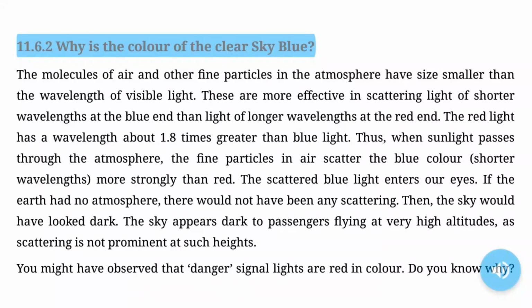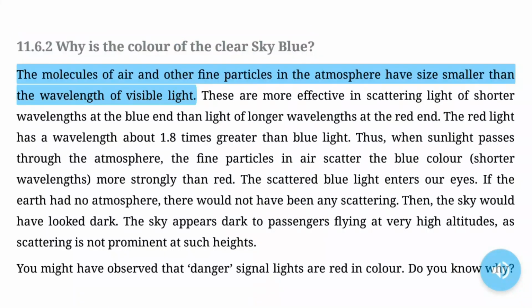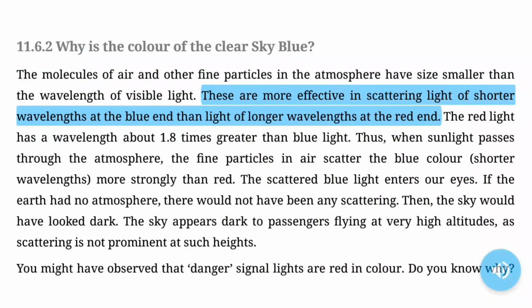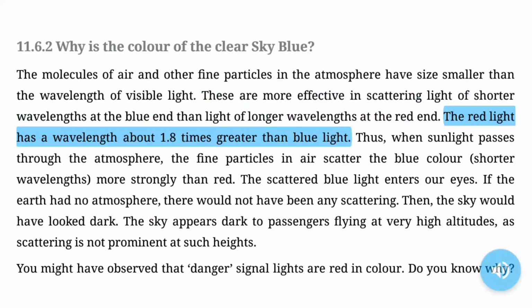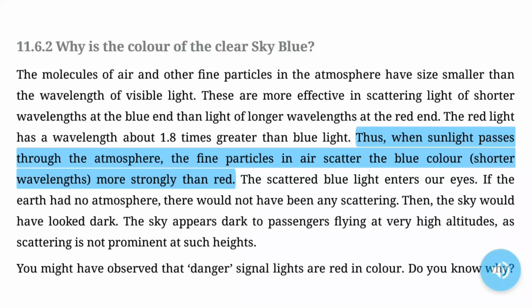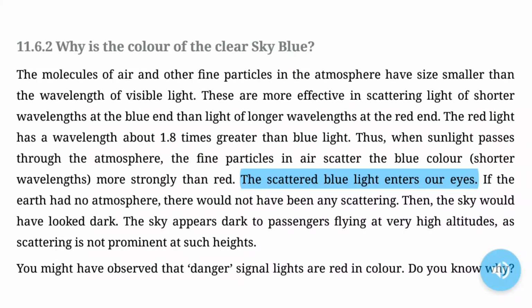11.6.2 Why is the color of the clear sky blue? The molecules of air and other fine particles in the atmosphere have size smaller than the wavelength of visible light. These are more effective in scattering light of shorter wavelengths at the blue end than light of longer wavelengths at the red end. The red light has a wavelength about 1.8 times greater than blue light. Thus, when sunlight passes through the atmosphere, the fine particles in air scatter the blue color shorter wavelengths more strongly than red. The scattered blue light enters our eyes.